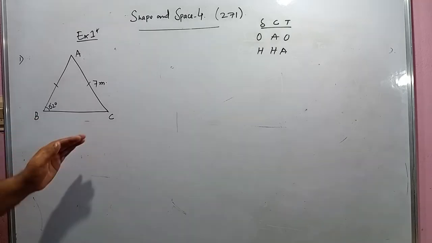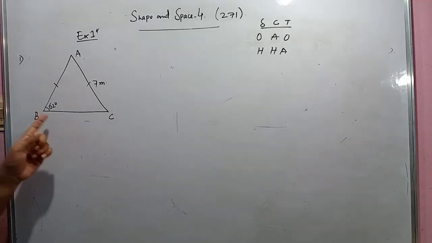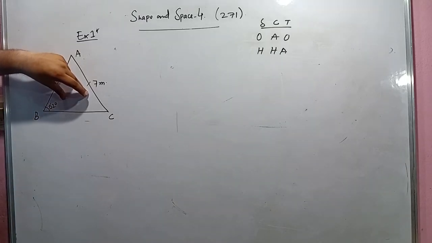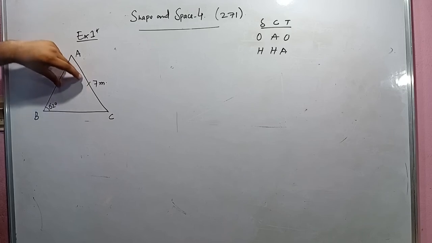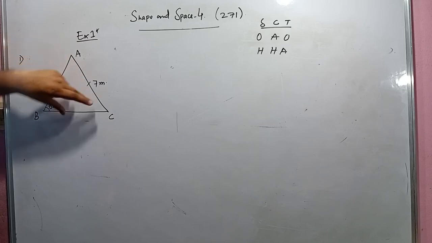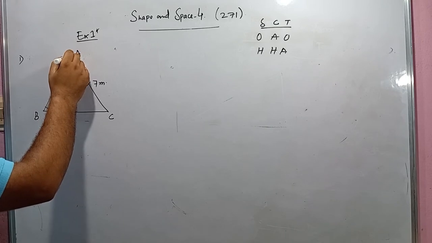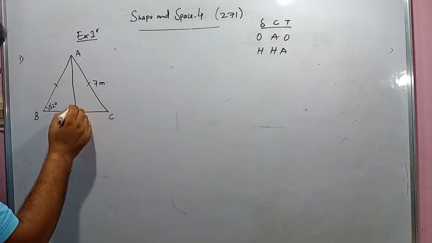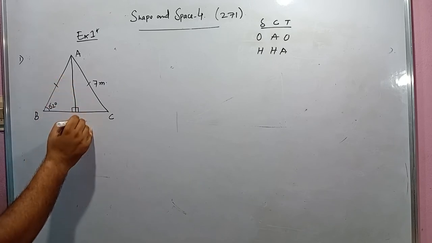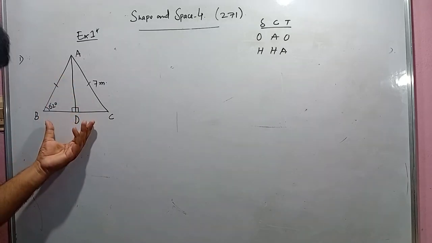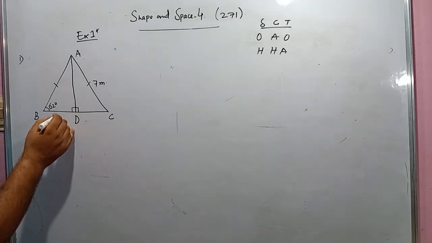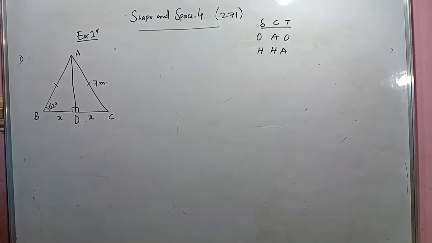Now the question is asking to find BC. We have to find the length of BC. Since the two sides are equal, the base angles opposite them are equal. If we draw here an altitude or a perpendicular, like AD, this will bisect BC. That means BD is equal to DC. That means if this is x, this will also be x.